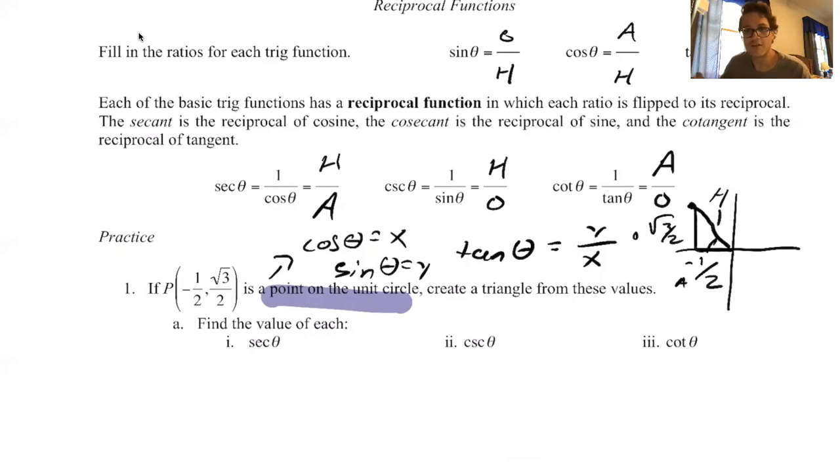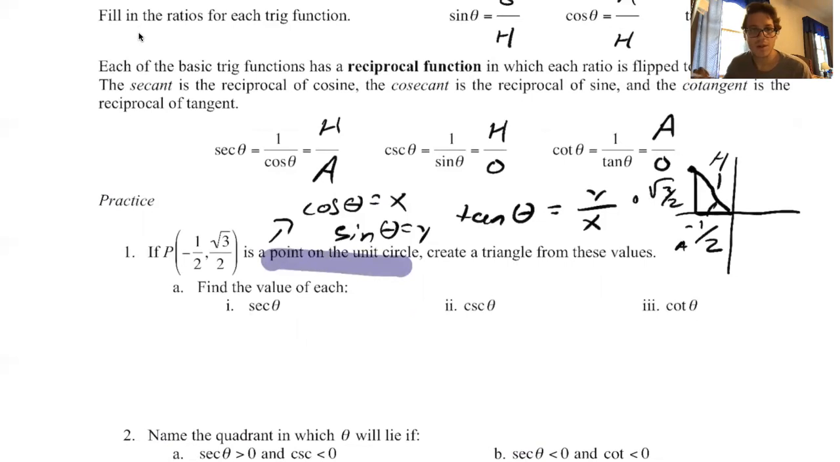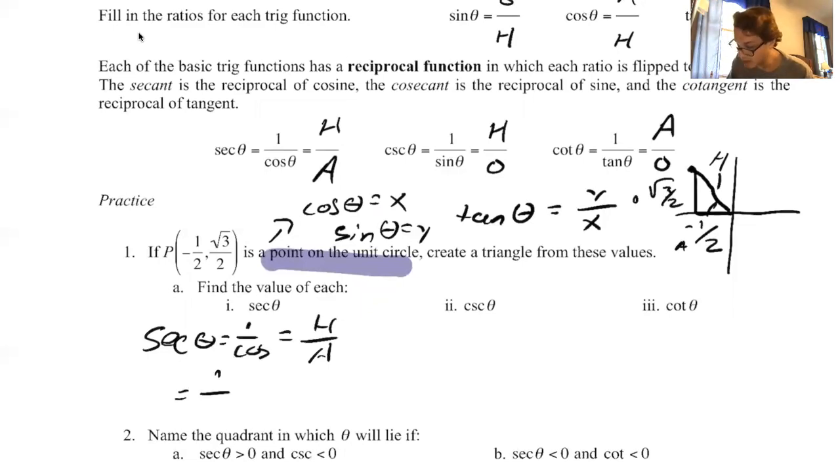So we've created the triangle from these values, and now we want to find the value of each of these here. Secant of theta. Well, what we just learned is that secant of theta is 1 over the cosine, which is the hypotenuse over the adjacent side. Well, in this case, the hypotenuse is just equal to 1, and the adjacent side is -1 over 2, right? And we know how to handle complex fractions like this now from a past unit, and this is just equivalent to -2.